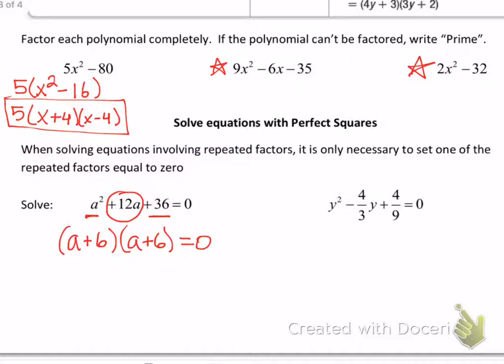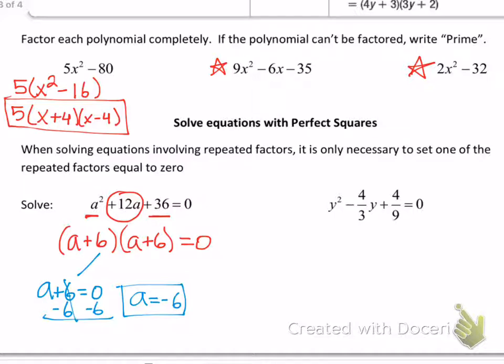Now, if they're the same factors, you won't actually need to give me both equations because both equations are the same. So you actually don't even need the second one. You'll just need this first one. Subtract 6 on both sides. My a is negative 6. So in this case, there's just one answer.